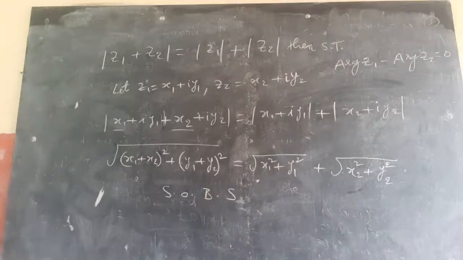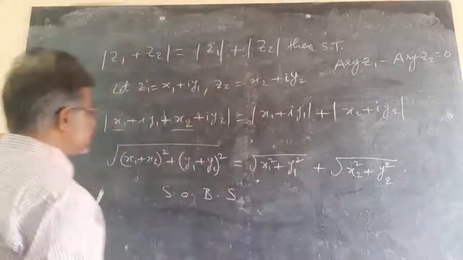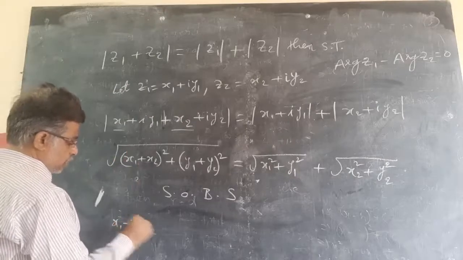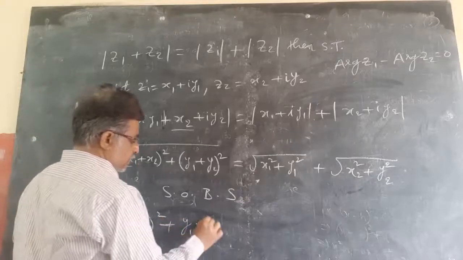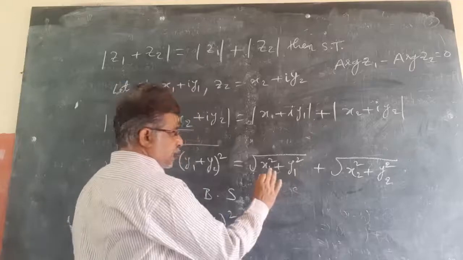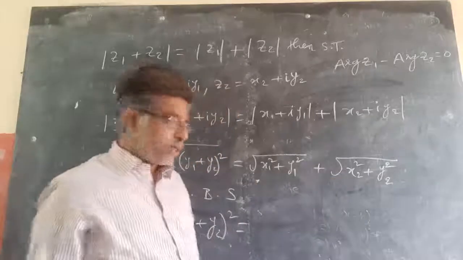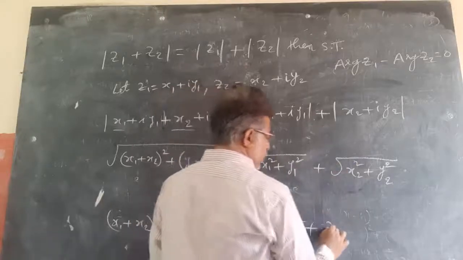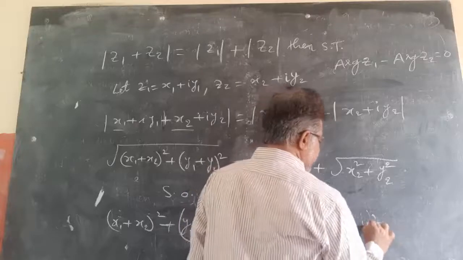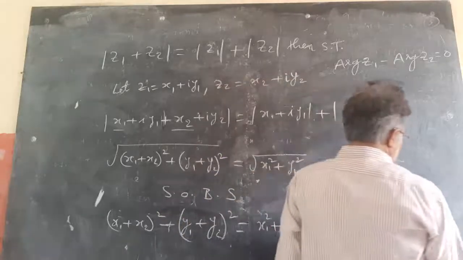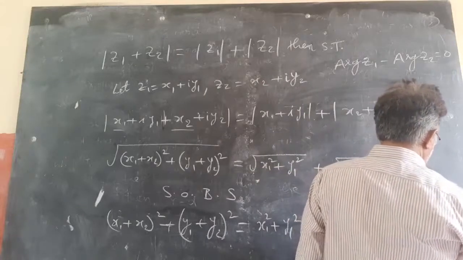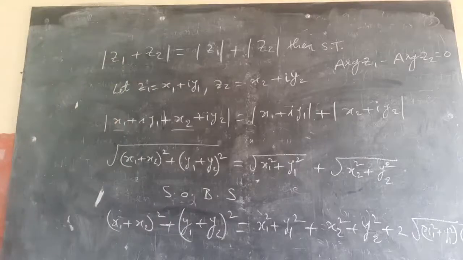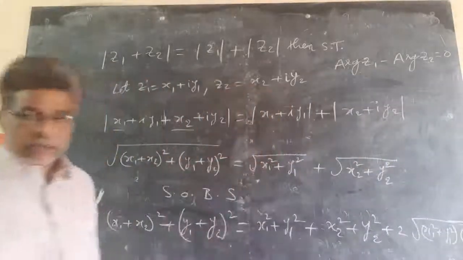Squaring on both sides, the root will go off, and it becomes x1 plus x2 whole square plus y1 plus y2 whole square equal to, using a plus b whole square equals a square plus b square plus 2ab, x1 square plus y1 square plus x2 square plus y2 square plus 2 into root of x1 square plus y1 square into root of x2 square plus y2 square.